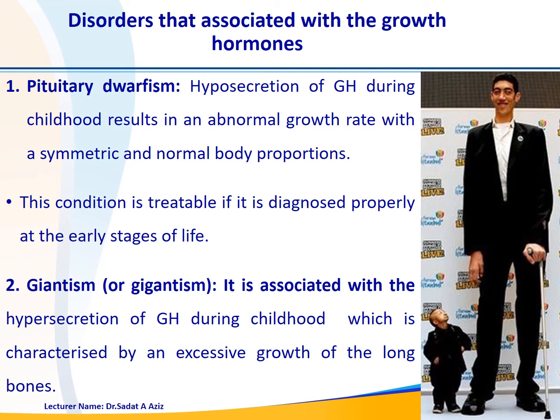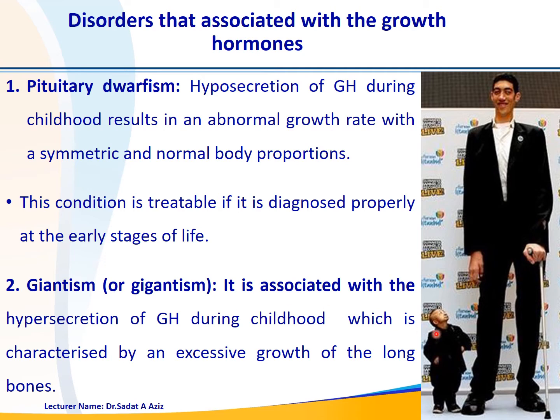So pituitary dwarfism results from what? From the hyposecretion of growth hormone. Hypo means what? It means a reduction in the level of growth hormone secretion during childhood. Okay, during childhood. So this might lead to what? To an abnormal growth rate with symmetric and normal body proportion.